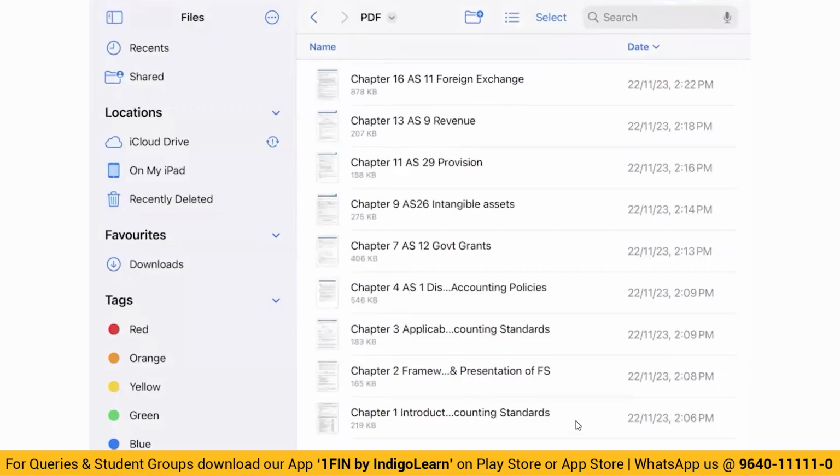Now we are left with, as far as the standards are concerned, the first one, that is introduction, and then we have the framework, and then we have the applicability. These are not of great importance in the examination, but if at all a question comes, it will come for 4 or 5 marks.